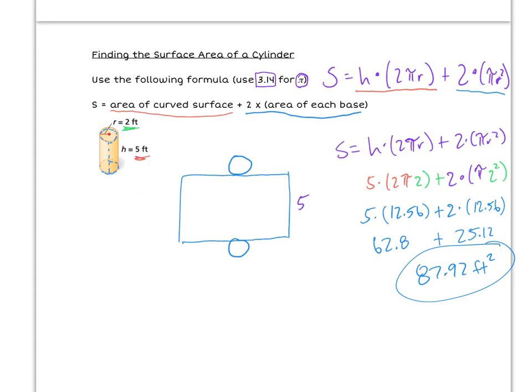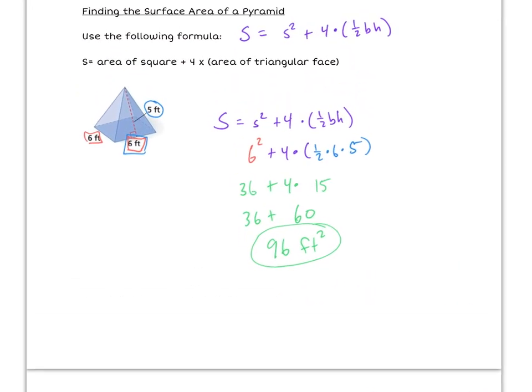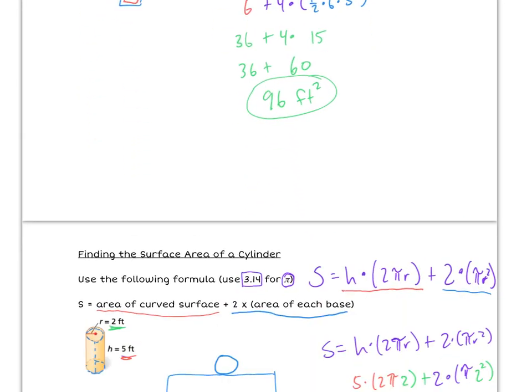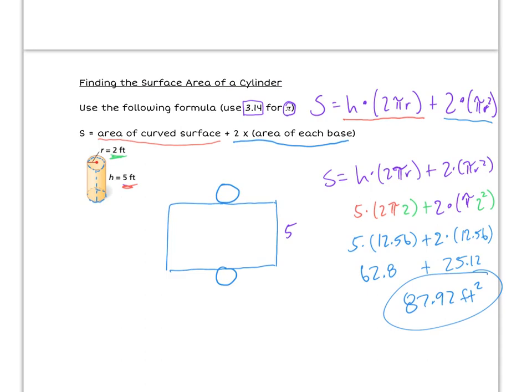You really need to slow down when you do these. You really need to take your time, really thinking about each piece when you're doing surface area of a cylinder or surface area of a pyramid, because there's so many pieces. Please let me know if you have any questions.